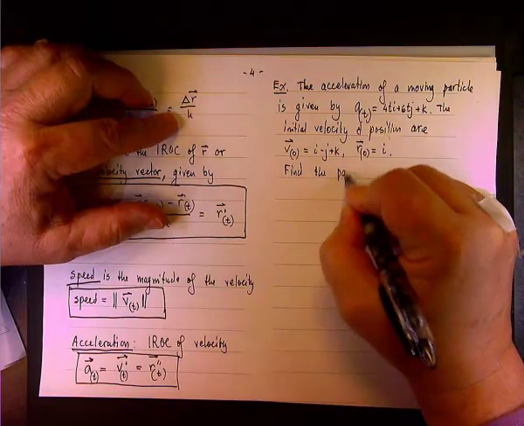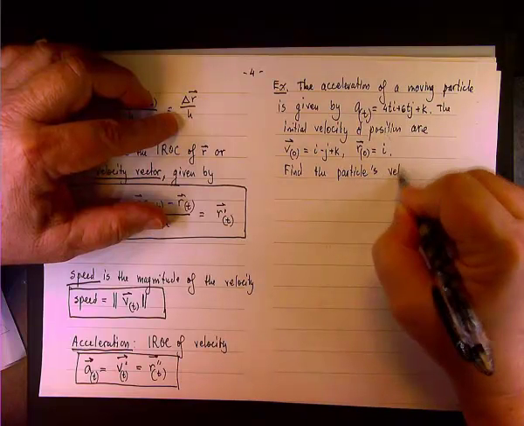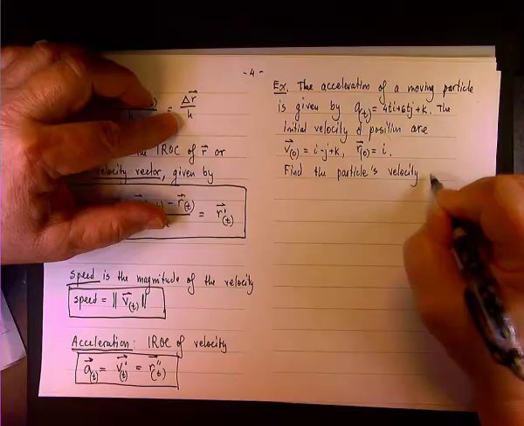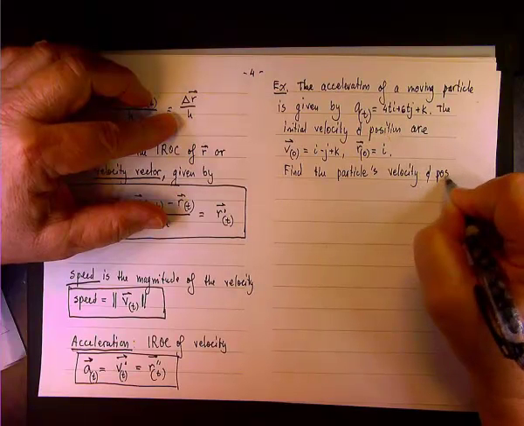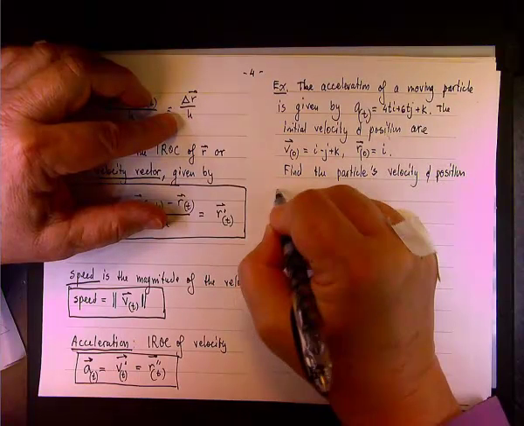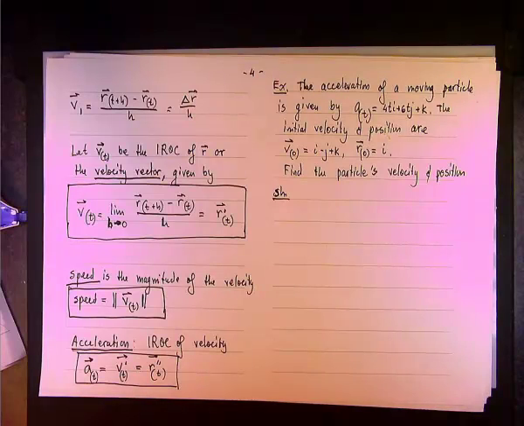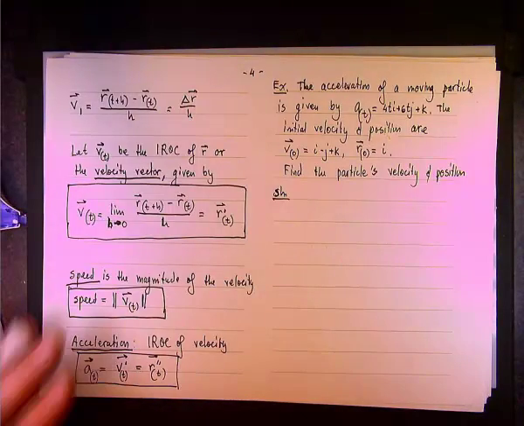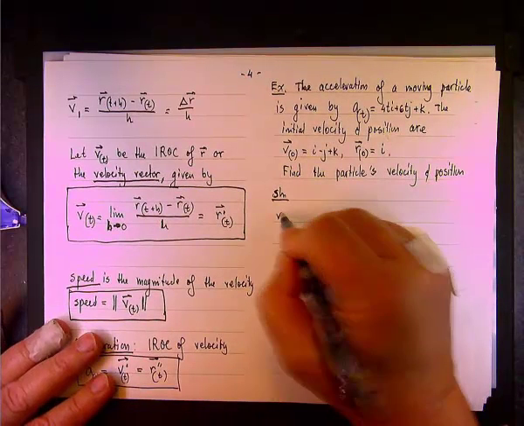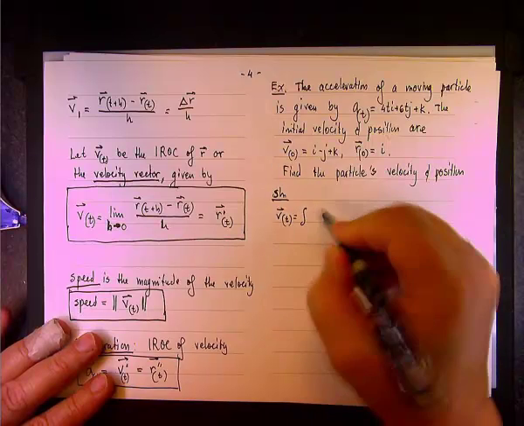Find the particle's velocity and position. In other words, we'll have to integrate. So this exercise is really a calculus 1 exercise, except we do it with a vector value.